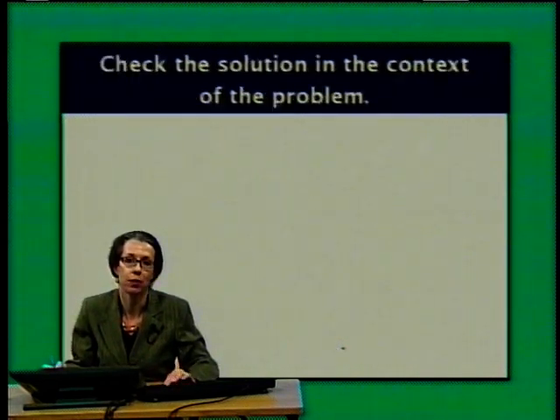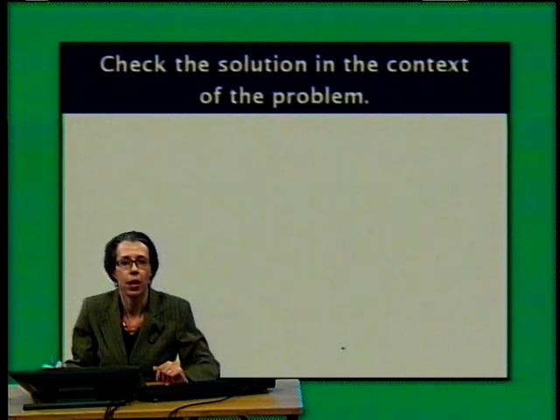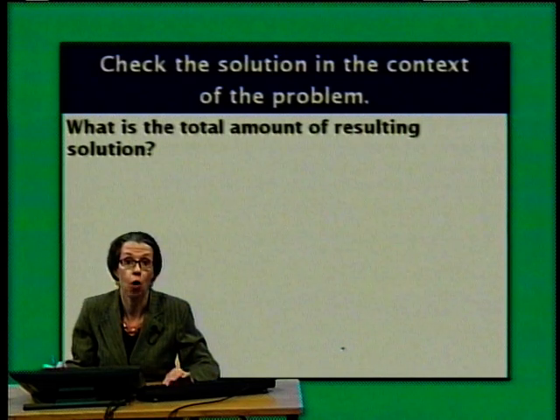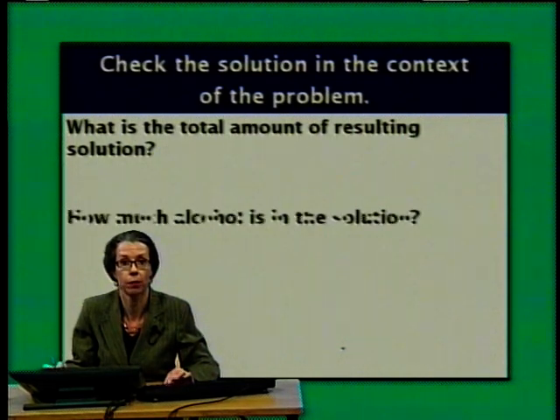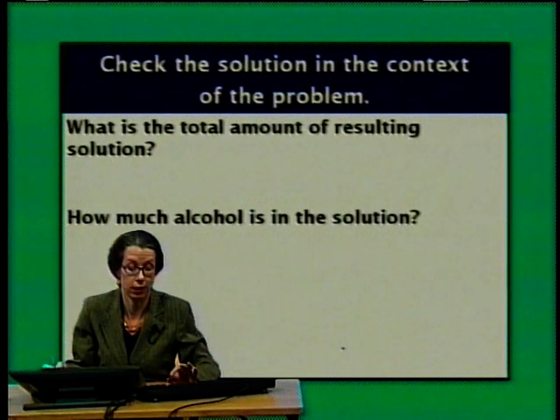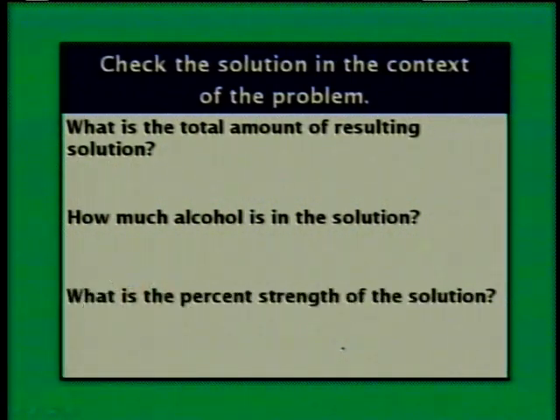Now we want to check this equation in the context of the problem. And for these checks, we're going to ask ourselves 3 questions. We need to know the total amount of resulting solution. We need to know how much alcohol is in the solution. And our check's going to be, what is the percent strength of the final solution? So the total amount of resulting solution is going to be 6 ounces, that's the amount of 15% solution, plus 4 ounces, that's the amount of 20% solution. So altogether, we have 10 ounces of solution.